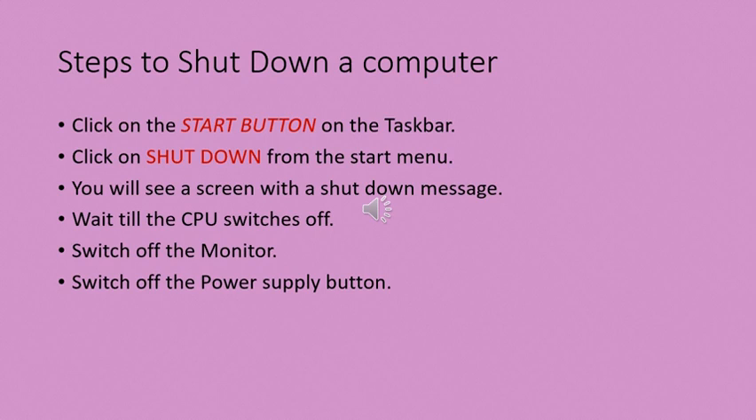In the start menu you can see the shutdown option. Click on the shutdown option. Then you will see a screen with a shutdown message. Wait till the CPU switches off. You don't directly switch off the CPU. Give the shutdown command, then wait for some time. Then the CPU will switch off on its own. Then switch off the monitor. Then at last switch off the power supply button. Likewise you can shut down a computer.